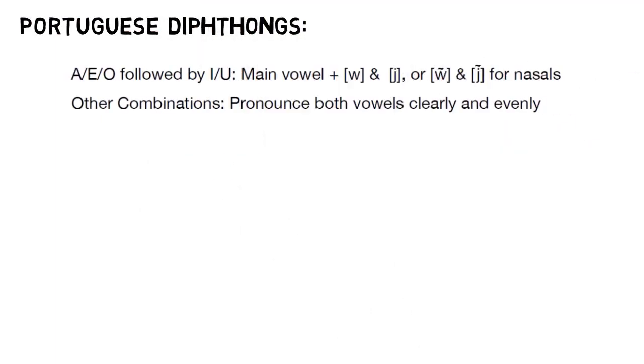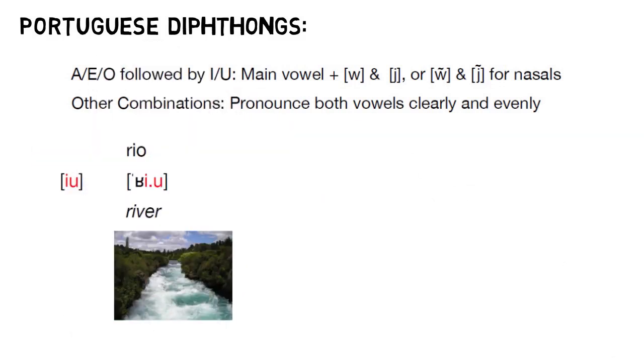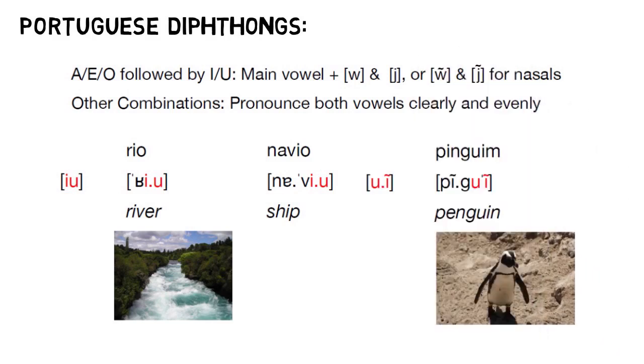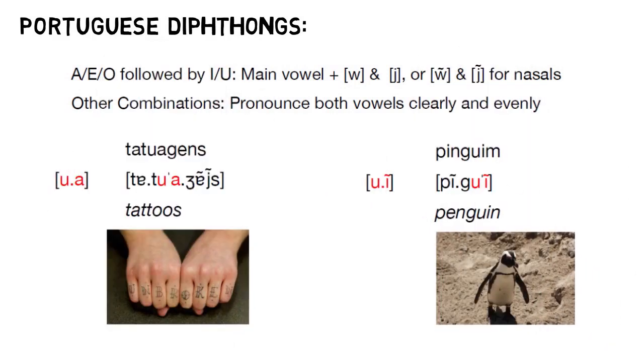You will occasionally see combinations of vowels where it's not just one main vowel with a shorter E or U afterwards. But in those cases, all you're going to do is pronounce each vowel clearly and evenly, and you'll be pronouncing it correctly. Take combinations like iu in rio and navio, win as in pinguim, and wa as in tatuagens. In all of these combinations, all you're really doing is pronouncing each vowel clearly. There are no big changes you're making to the vowels.